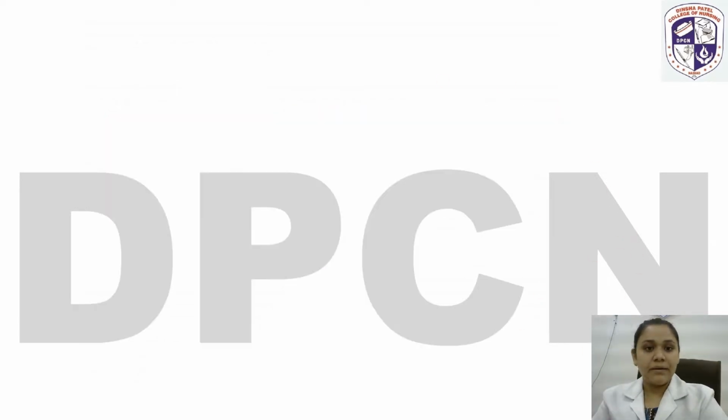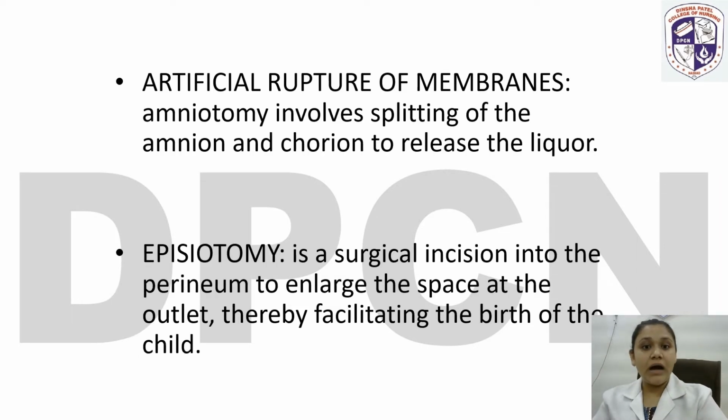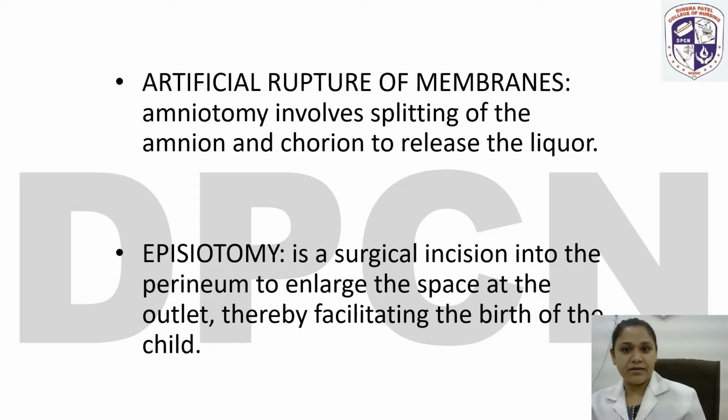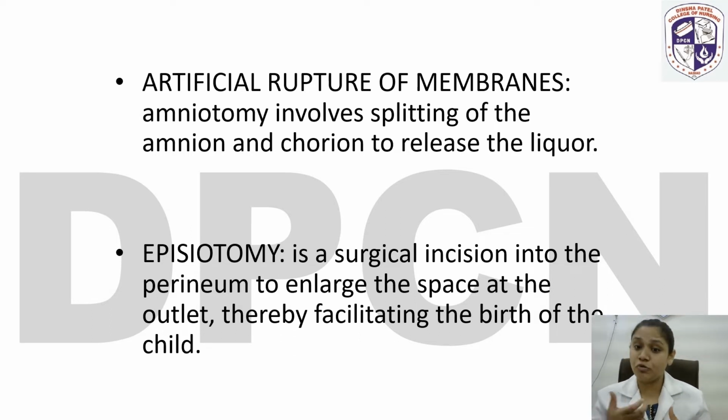Another thing: amniotomy involves splitting the amnion and chorion to release the liquor. We do an artificial rupture of membranes, where we split the amnion layer and the chorion layer to release the liquor amnii. Another definition is episiotomy. Episiotomy is a surgical incision made into the perineum to enlarge the space at the outlet, thereby facilitating the birth of the baby.